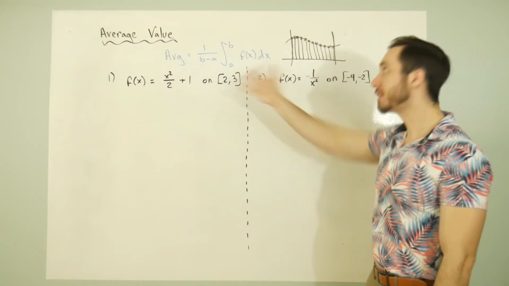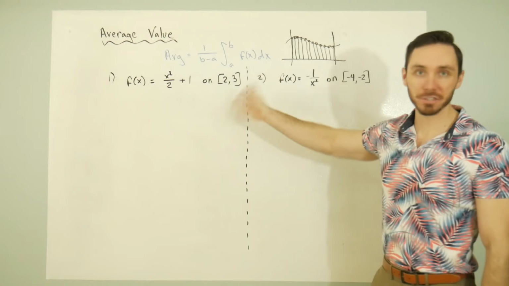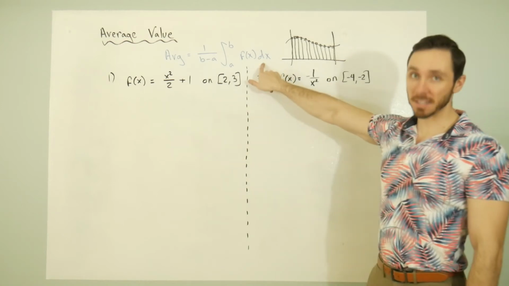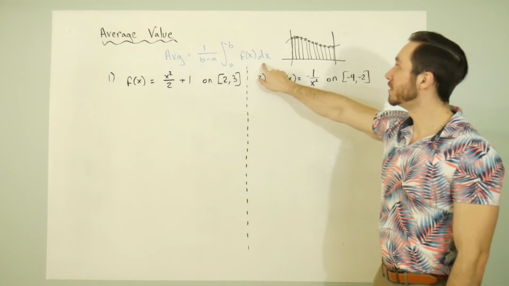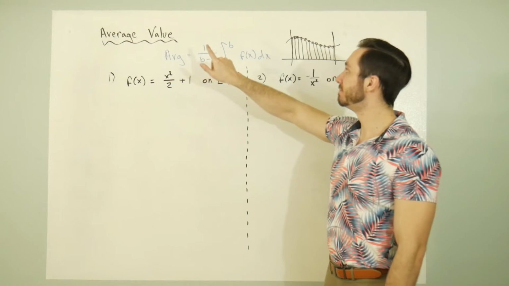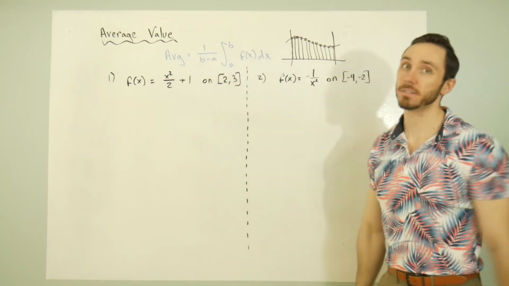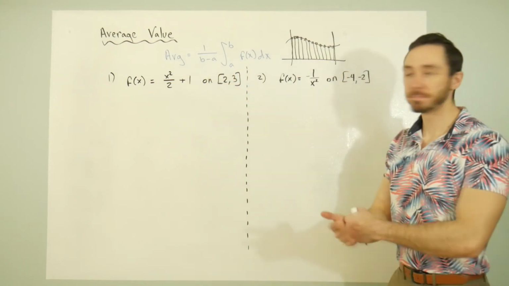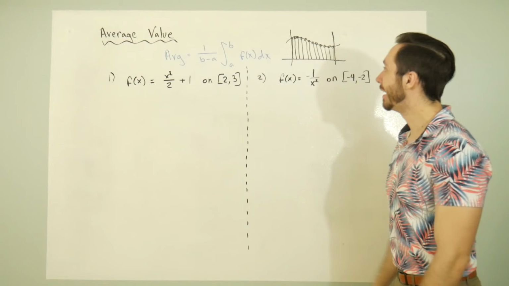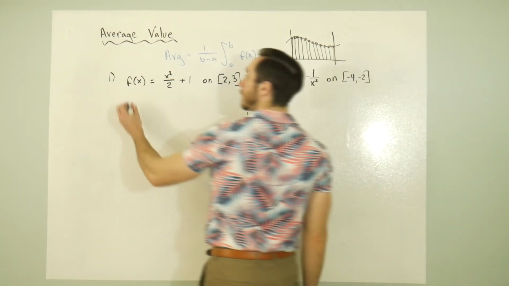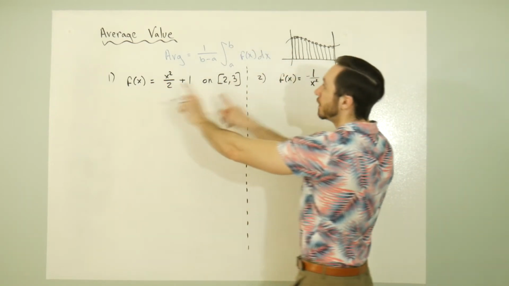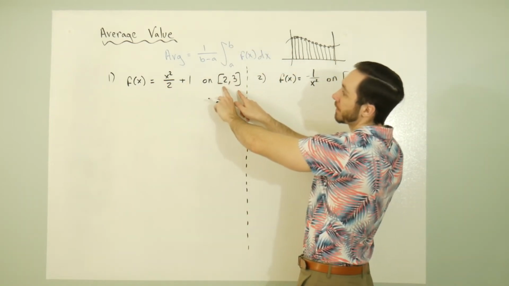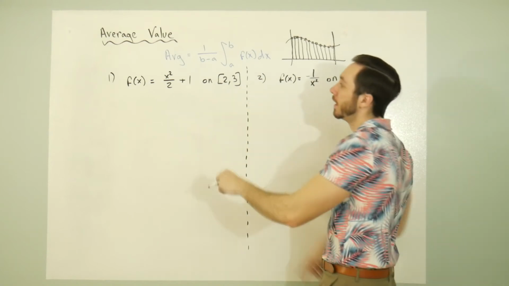So here's the formula for that. It's really just an averaging formula. You integrate, which gives the area under the curve, and you multiply by 1 over the length of the interval. And that's how you find the average. All right, so let's look at the first one. We have a parabola, and we want to find the average value from 2 to 3 on this parabola.